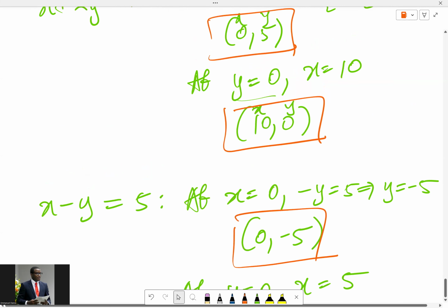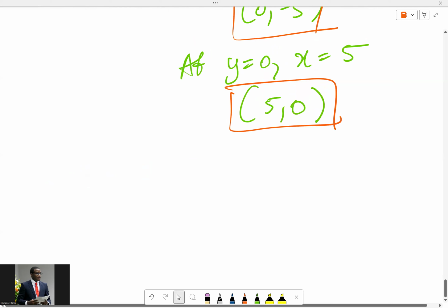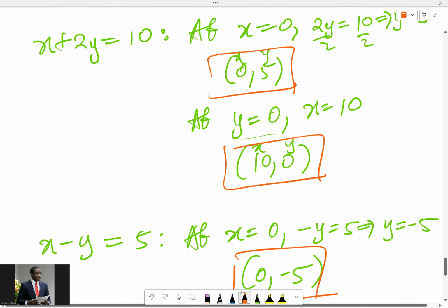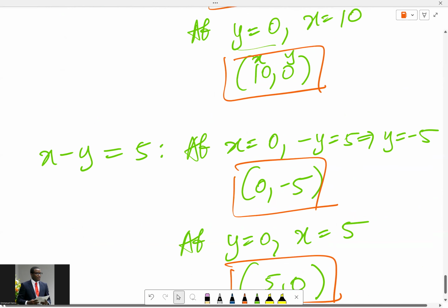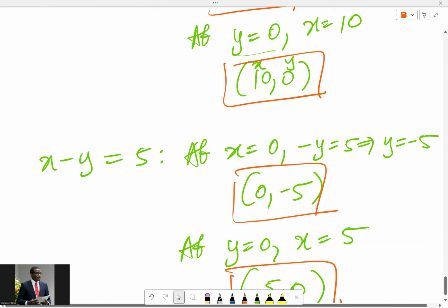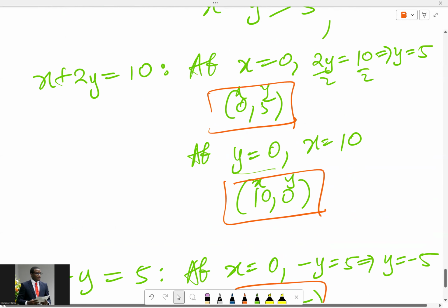So see what is going to happen. The biggest y is 5, and the smallest y is minus 5. And then the biggest x is 10.